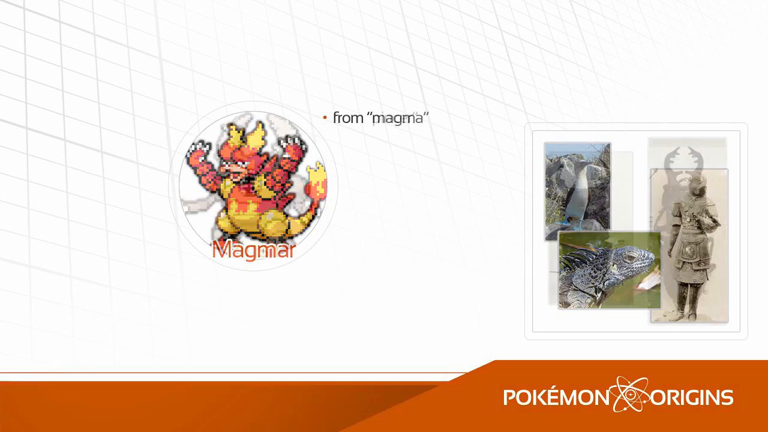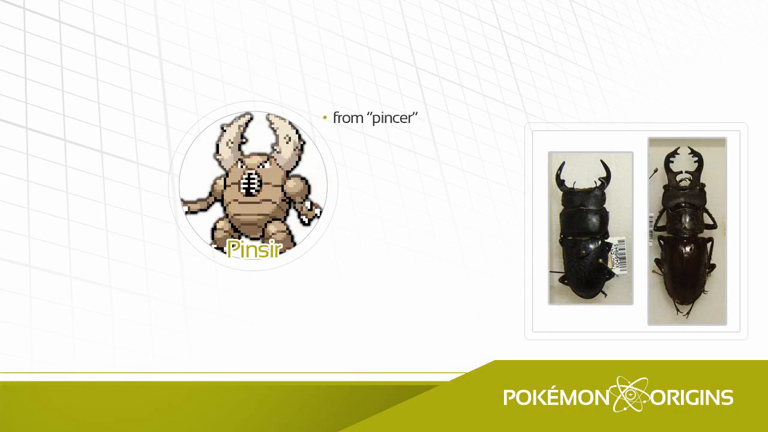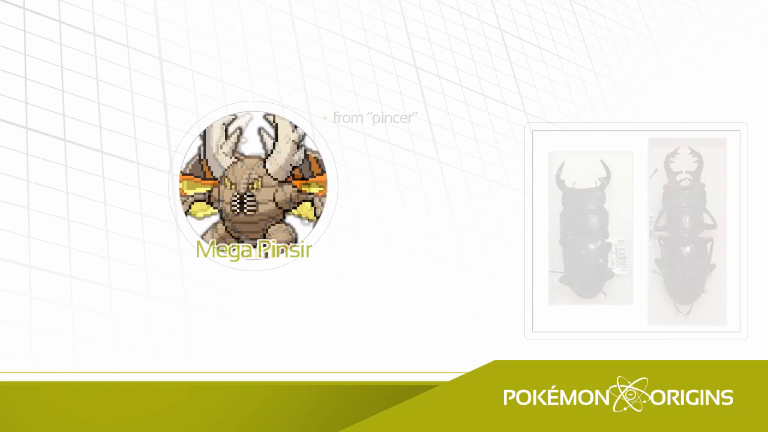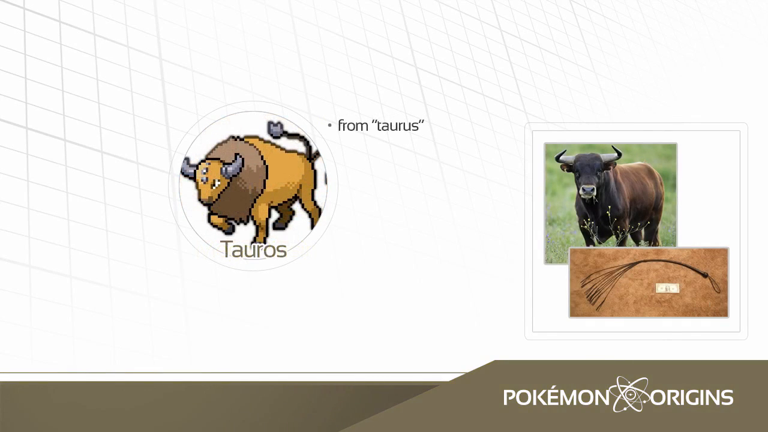This is then followed up by Pinsir, of course, another bug. The name comes from pincer, not very hard to figure out, and it's based on a stag beetle, which is fairly obvious. In terms of its Mega Evolution, again, nothing much extra added on here, it's fairly simple in that sense. Next up, one more single Pokemon, we have Tauros.